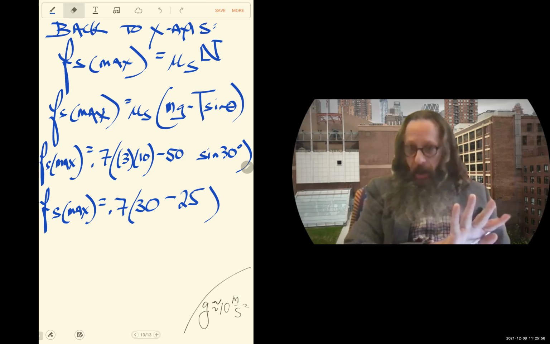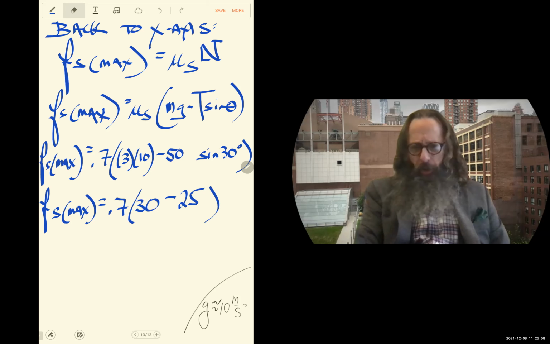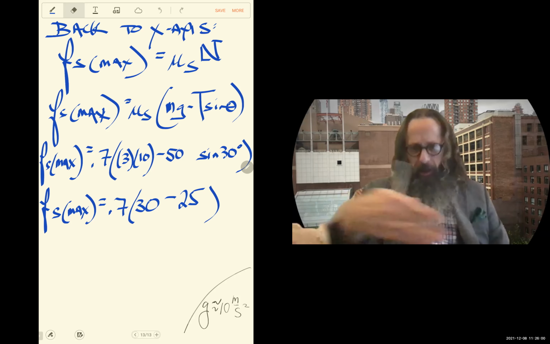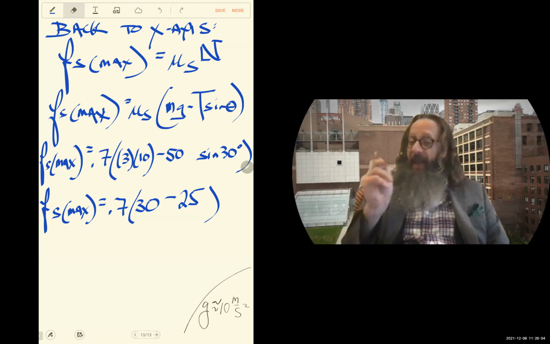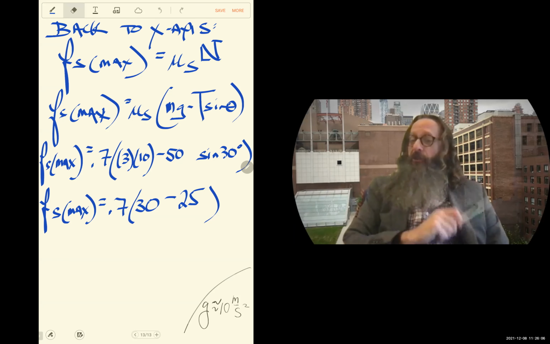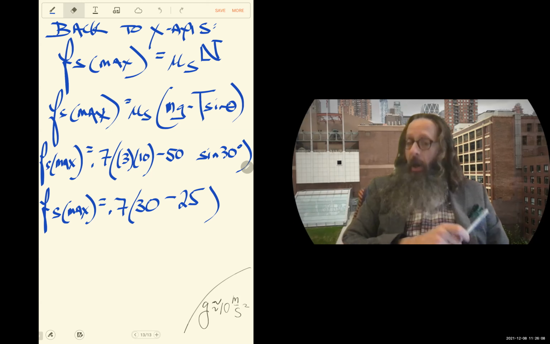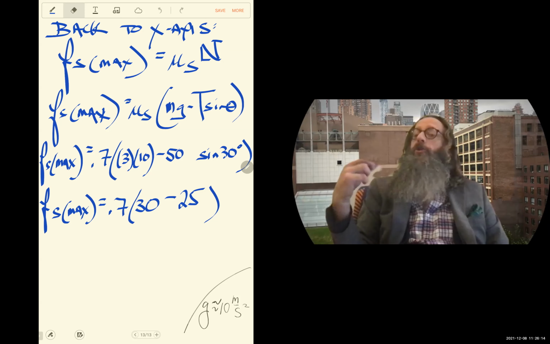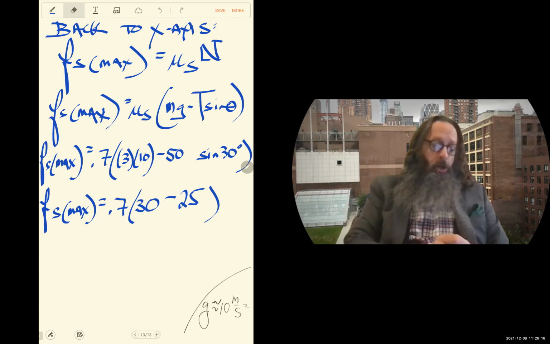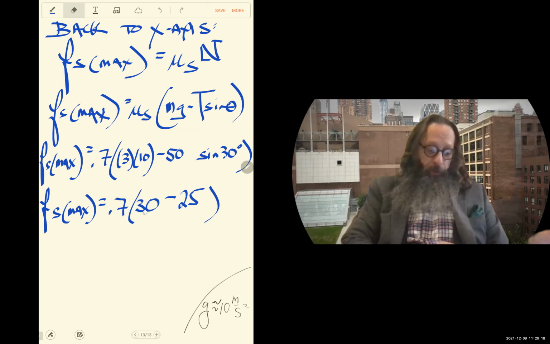That is not me condescending to you or something. I mean, all physicists do that in contexts like this. And again, that's G. So if your mass is 3 kilograms, then your weight is 3 kilograms times approximately 10 meters per second squared, which means 30 newtons. So the weight pulling down on this block was 30 newtons.